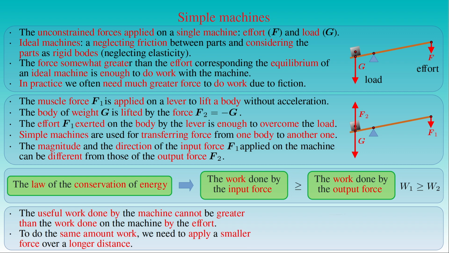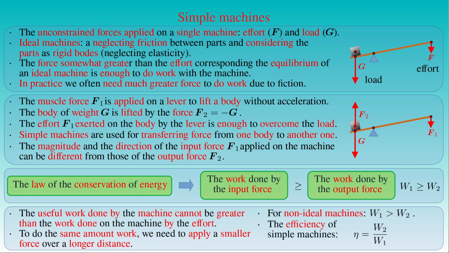In the case of non-ideal machines, friction must be taken into account, and the work W2 is less than the work W1 because some amount of the input force is converted into frictional work instead of useful work. Then the efficiency eta of a simple machine is given by the ratio of the useful work W2 to the input work W1, which is equal to the ratio of the useful power P2 to the input power P1. In the ideal case, the efficiency eta is equal to 1, or 100%, otherwise it is always less than 1.